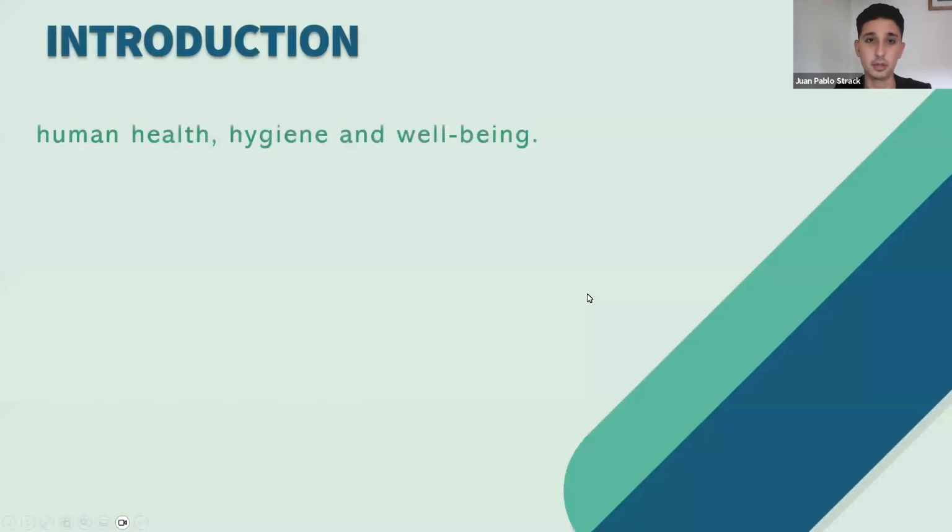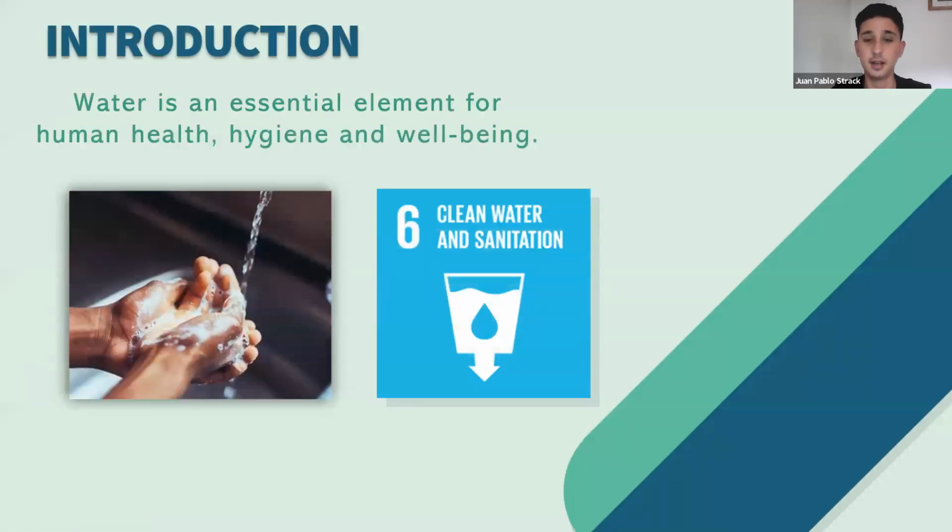Water is essential for health, hygiene, and well-being. In recent decades, the waste and pollution of water have increased around the world due to human impact. In this work, we study the problem of water access and water scarcity in the northern region of Argentina, and how it affects the education quality in rural schools.